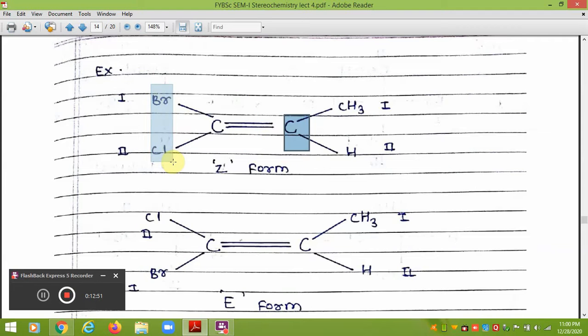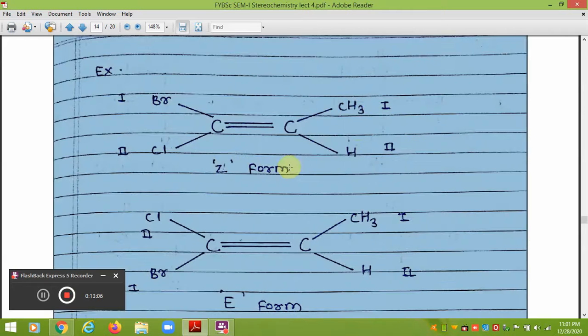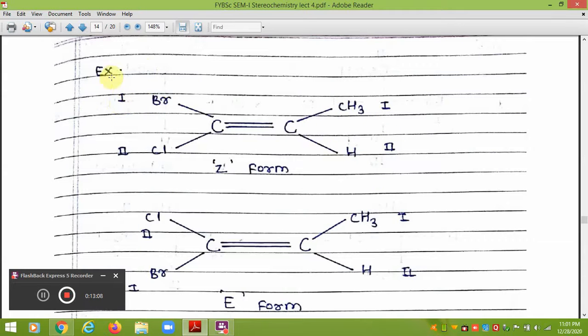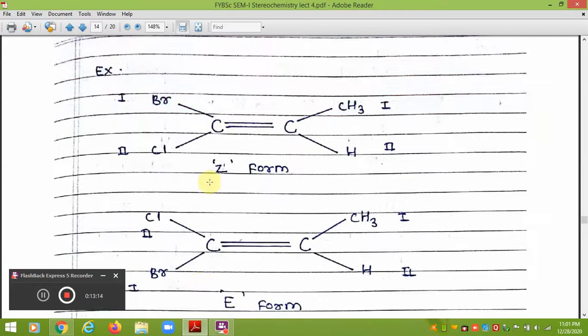Now here, between chlorine and bromine, definitely bromine has the highest priority because of the higher atomic number, and chlorine will have the second priority because of the lower atomic number than bromine. Similarly, between hydrogen and CH3, this CH3 will get the first priority. Now here you can see these first priority groups are on the same side, so the configuration of the double bond will be Z configuration.